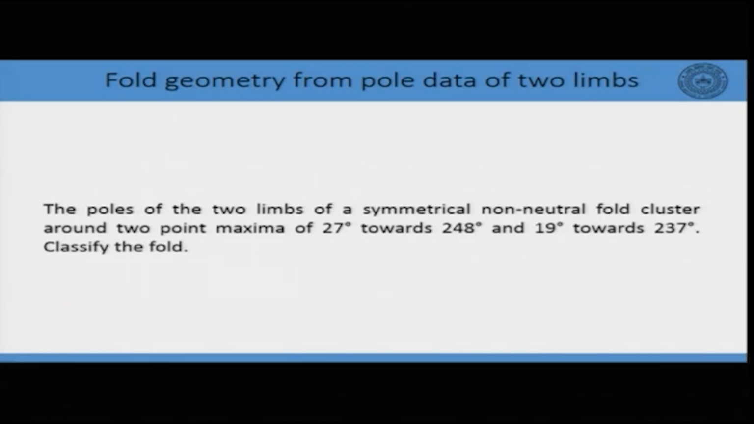So one pole data plunges 27 degree towards 248 degree and the other pole data plunges 19 degree towards 237 degree. So these two pole data are poles of the limbs of a symmetrical non-plunging fold. So we will try to get the orientation of the fold attributes by plotting these two poles in the Stereonet. So we will get started with the Stereonet.